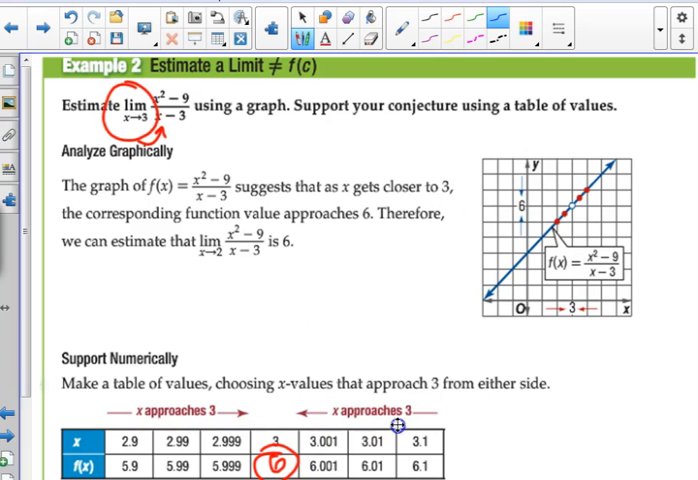That's numerically, it's called. This is graphically. If we look up here, we're getting closer and closer to this same empty circle as we approach 3. And that empty circle is at 6. Okay, so the important thing to know from the graph is you want to know the y value. What y value is it approaching? And from the table, same thing as you go from the left or from the right, what's the value of y or f of x?